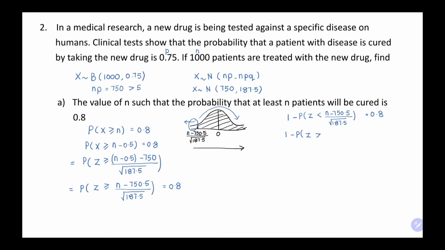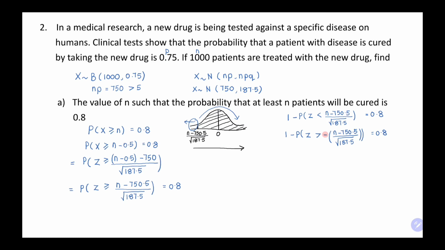Asalnya value Z adalah negative number. N minus 750.5 divided by square root of 187.5. Nombor ni adalah negatif. Dia berada di kawasan negatif. Bila kita ubah ke sebelah, dia akan jadi positif. So bermaksud dia kena darabkan dengan negatif. Contohnya, katalah value di sini adalah negatif 3. So kalau kita pindahkan ke sebelah, kita akan dapat 3. So nak dapatkan 3 ni, mestilah kita darabkan semua ni dengan negatif. That's why saya letak negatif dekat sebelah value Z ni.